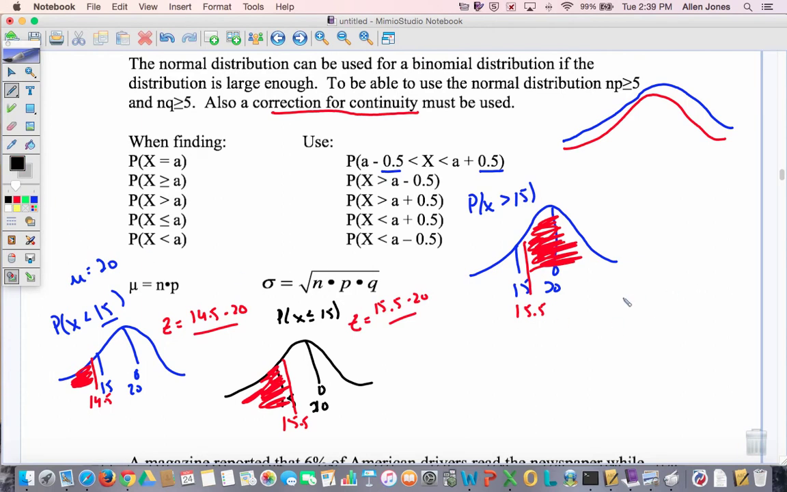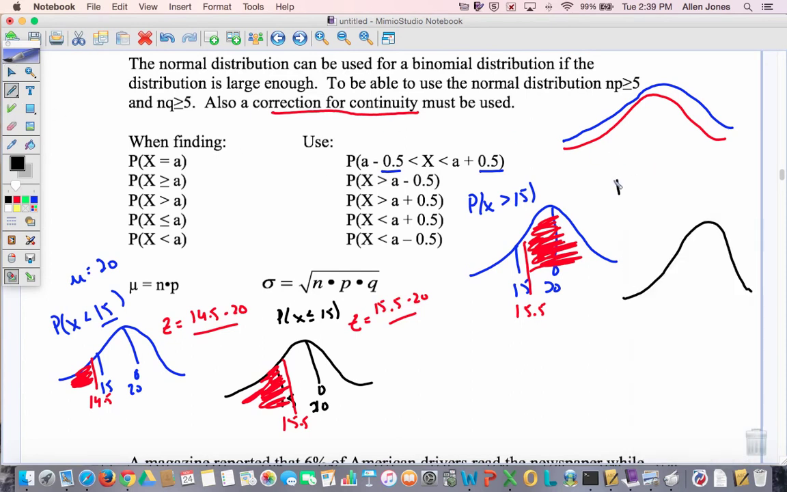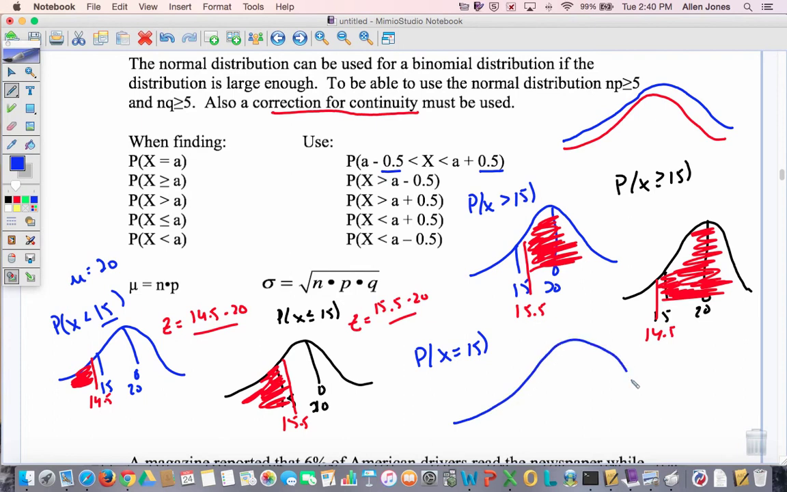Another time here, let's say I want to find the probability that X is greater than or equal to 15. So when I put 20 in the middle and I put 15 on this side, greater than or equal to means that 15 is part of my shaded area. So that means I should go down to 14.5 so that when I shade to the right, 15 is now part of my shaded area. And we have one more scenario that happens here, the probability that X is equal to 15.